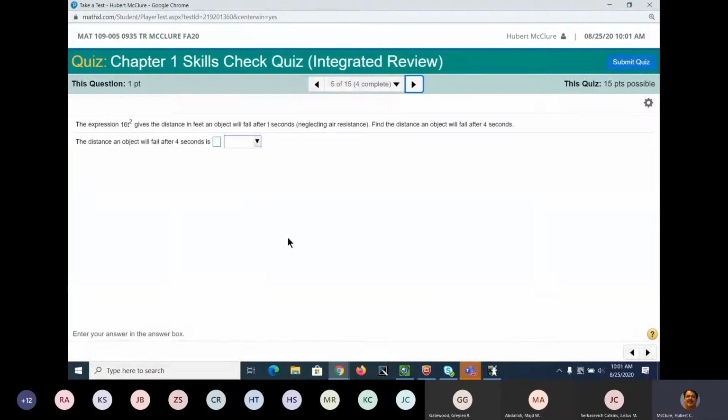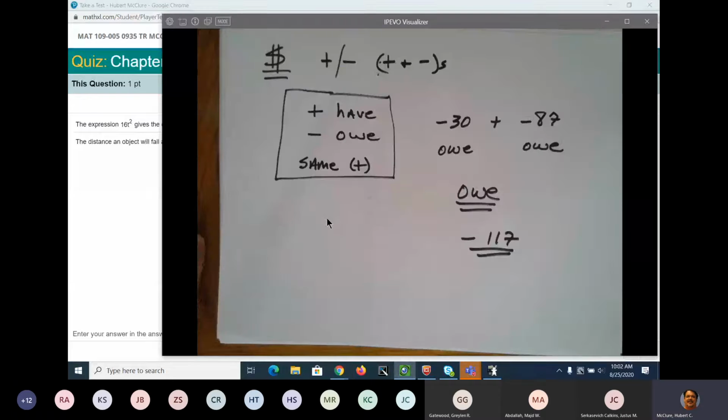Next, the expression 16t squared gives us a distance in feet an object will fall after t seconds, neglecting air resistance, which is a major force. I mean, it really is. Find the distance an object will fall after 4 seconds. Plug and what? Chug. Plugging and chugging: plugging in the number and doing the math.